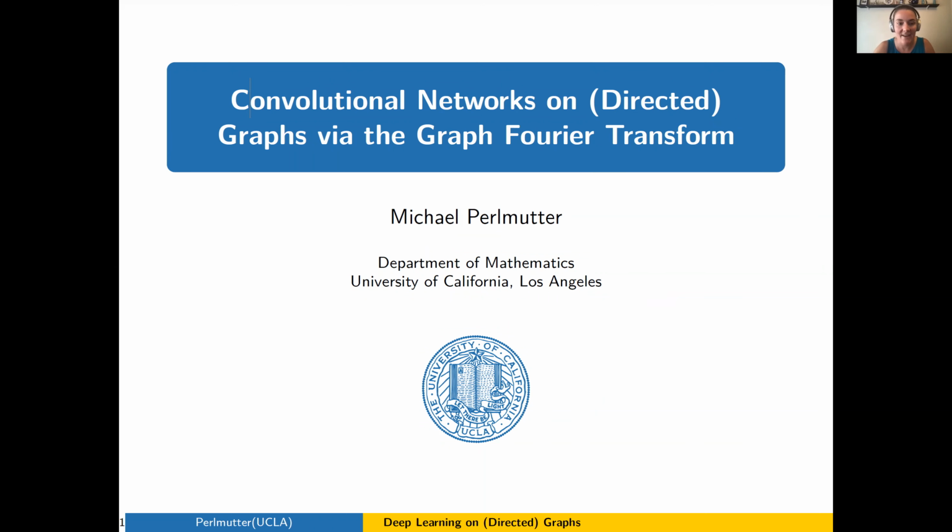Today, we are happy to have Michael Perlmutter from UCLA. Dr. Perlmutter earned his PhD from Purdue University in 2016 under the supervision of Rodrigo Banuelos. He has since held postdocs at UNC Chapel Hill and Michigan State, and he is currently a Hedrick Assistant Adjunct Professor at the Department of Mathematics at UCLA.